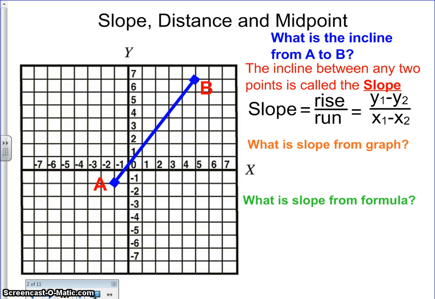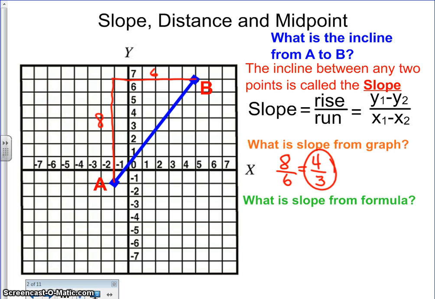And what that means is, how many steps up do you go? 1, 2, 3, 4, 5, 6, 7, 8. You go 8 steps up. How many steps do you go over? 1, 2, 3, 4, 5, 6. So you go 8 steps up, 6 steps over, so you get a fraction of 8/6. So what you do now is just reduce the fraction. 8/6 will reduce to 4/3. And so 4/3 is the slope of that line.